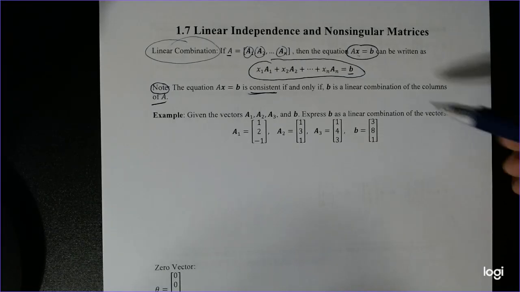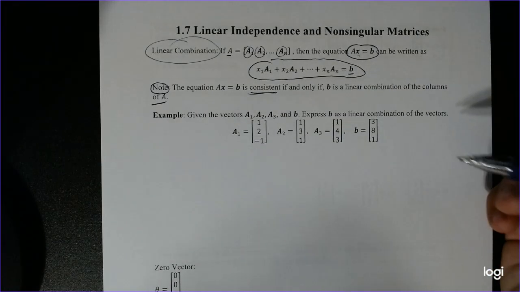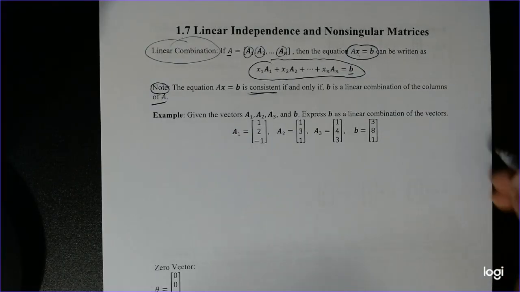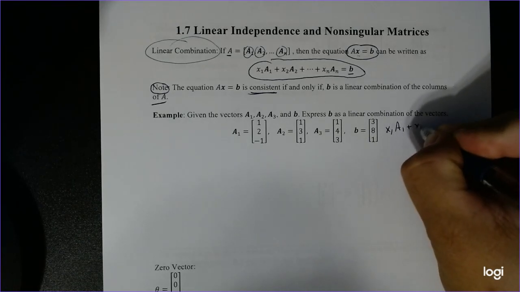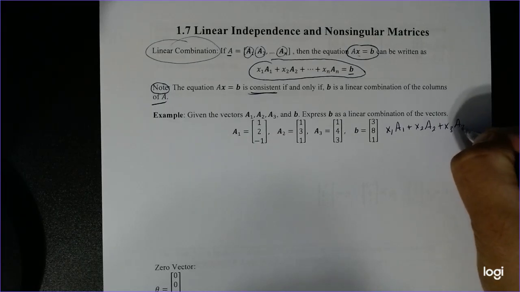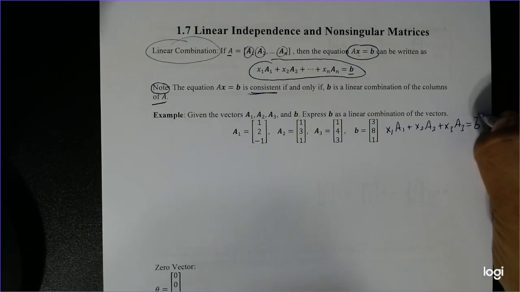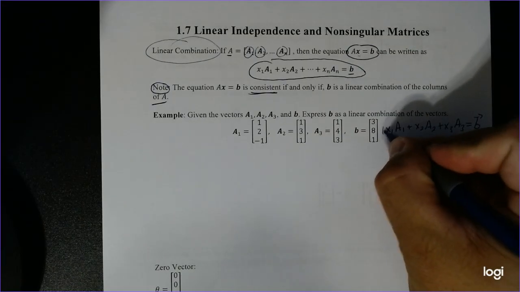Okay, so the question is, how do we show we can make a linear combination of this matrix? Given the vectors a1 through a3 and b, express b as a linear combination of the vectors. Technically, it's going to be like this, and that is our goal. Following this format, this is going to be vector b, and each one represents a, b, c. Now what we've got to figure out is what these values are.